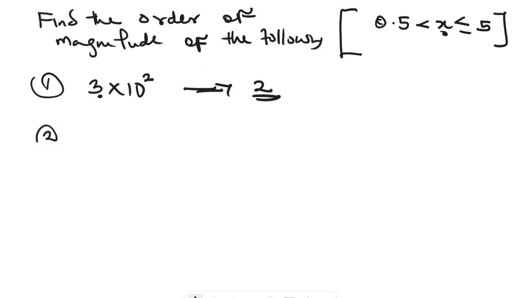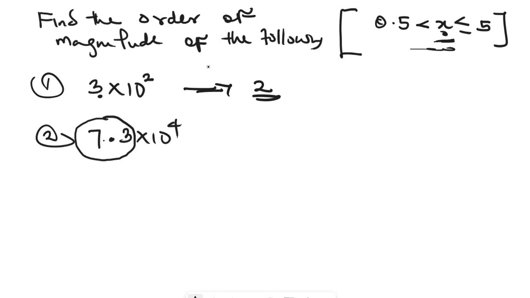Now, number 2, 7.3 times 10 raised to the power 4. When you check, this 7.3 is outside this inequality. So find a way to convert 7.3 to be within this inequality. 7.3 can be 0.73 times 10 raised to power, or hold on, let's do it like this.